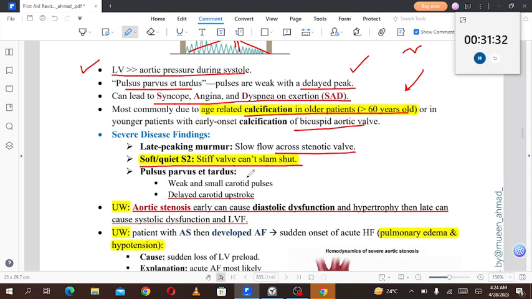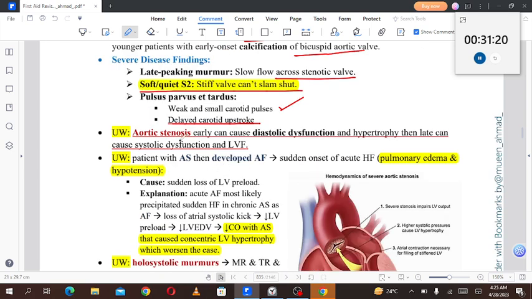Then pulsus parvus et tardus: weak and small carotid pulses, with delayed carotid upstroke, because the blood is entering slowly into the aorta, and the same pattern is also followed in the carotids because carotids are branches of the aorta. UWorld point about aortic stenosis: aortic stenosis early can cause diastolic dysfunction and hypertrophy, then late can cause systolic dysfunction and left ventricular failure.